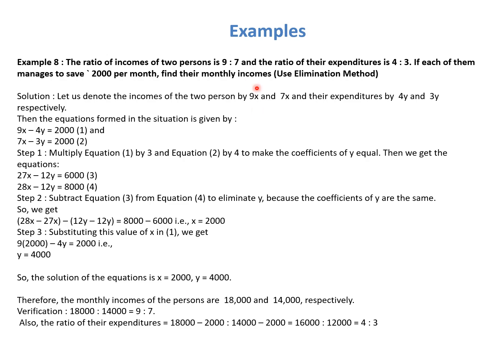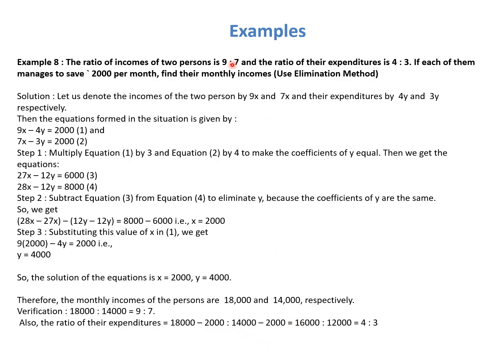For a person whose income was 9x, the income is 9 into 2, 18,000, and his expenses were 7x, 7 into 2, 14,000. And likewise for the other person, it is 4 into, sorry, this is the expenditure ratio. So 9 minus 4. So basically 9x is 9 into 2, 18,000, and 4 into 4, 16,000.